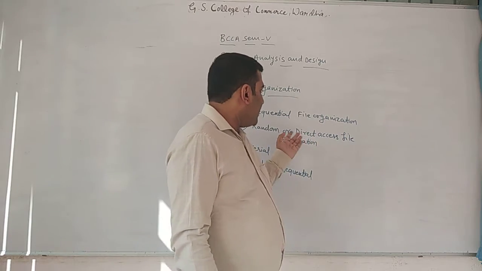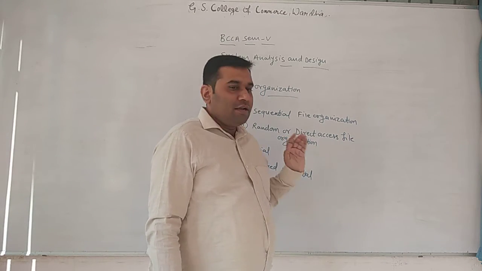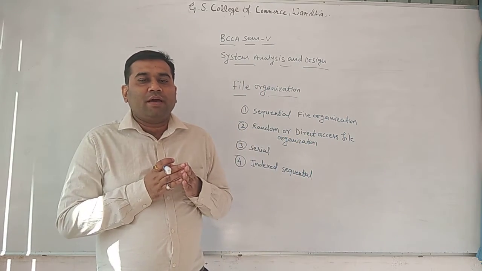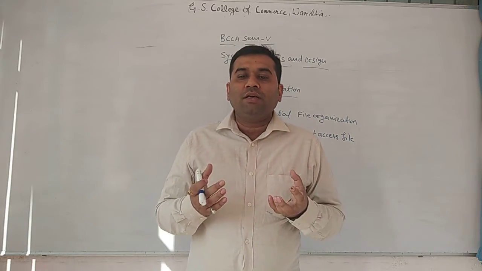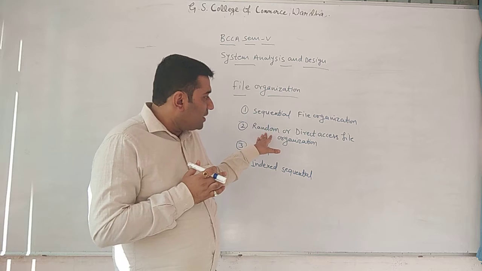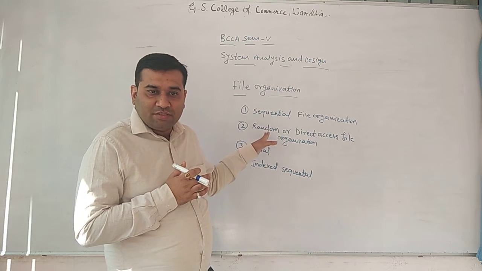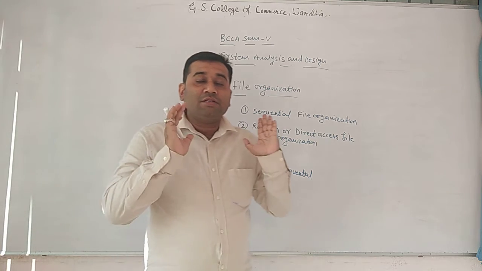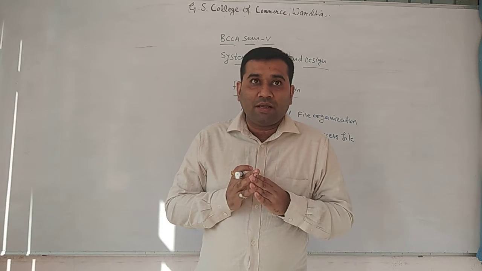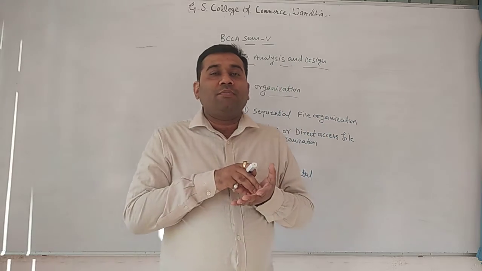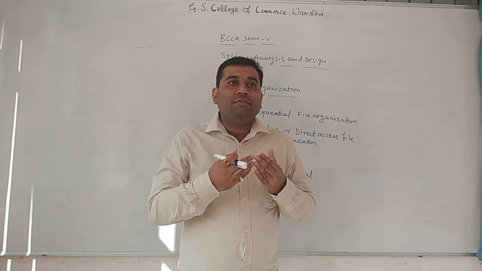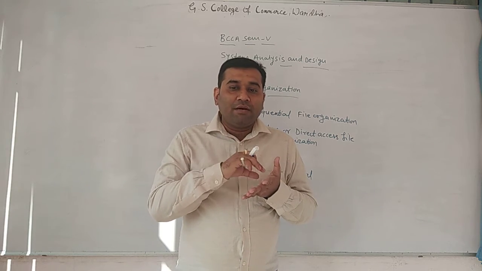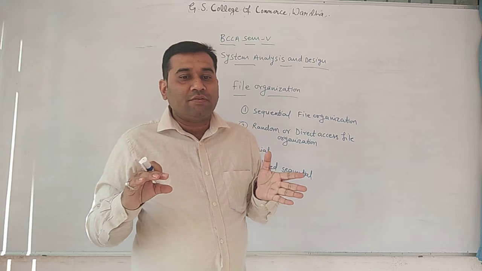Next is random or direct access file organization. In direct access file organization, records are placed randomly throughout the file. It is also called the direct access file organization. Records are placed randomly anywhere in the file. Random records need not be in a sequence.